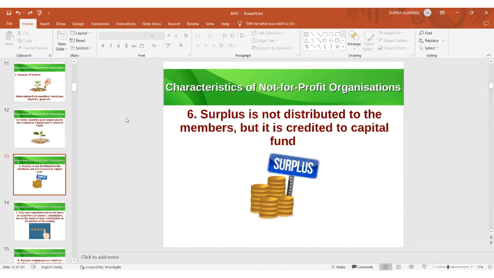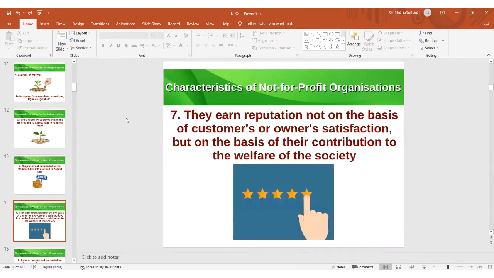Like in case of sole proprietorships and partnerships, we add the amount of net profit for the year to the capital account of the owners. But in this case, as you know, there is no owner as such, so whatever is the amount of surplus, it is added to the capital fund, right?